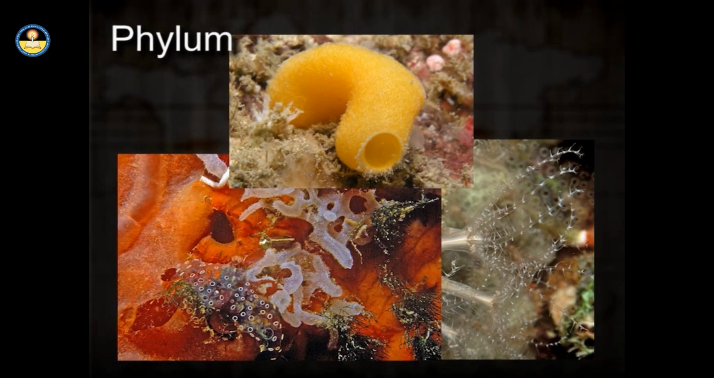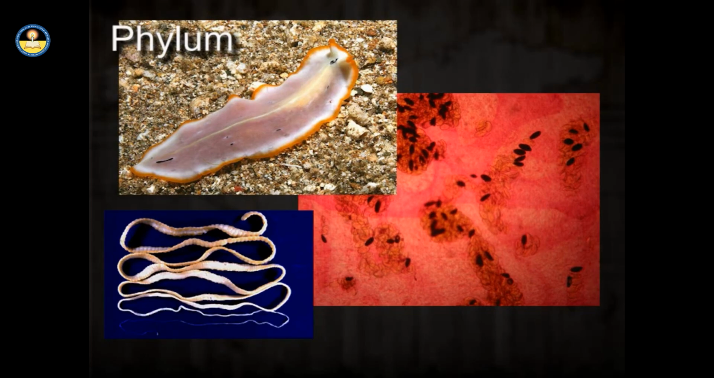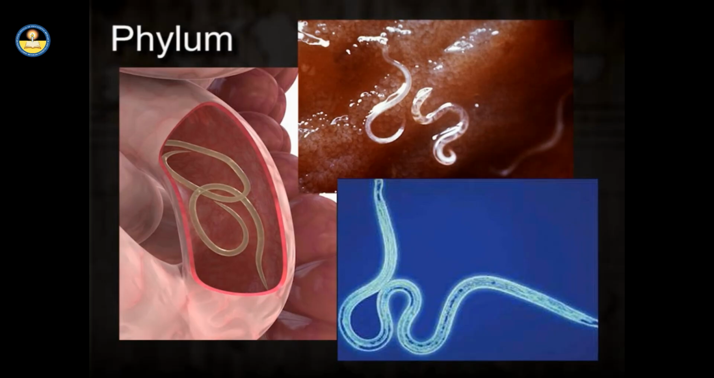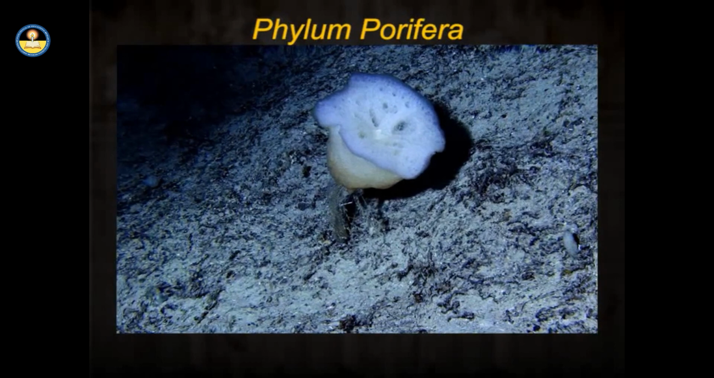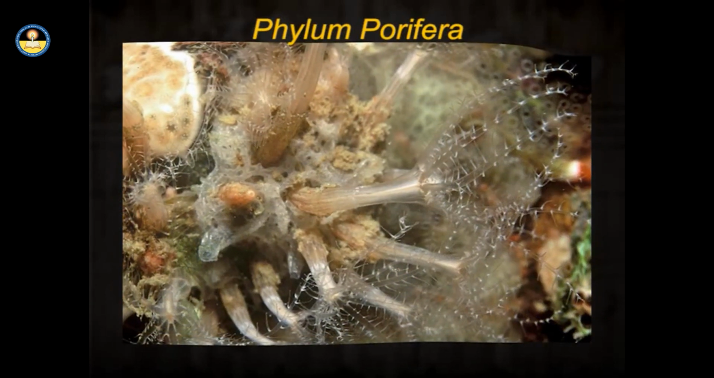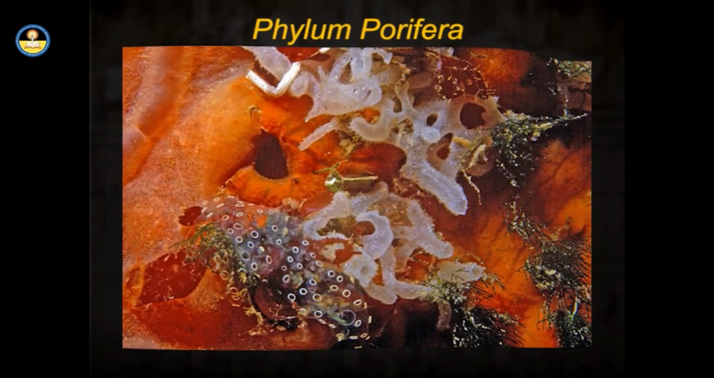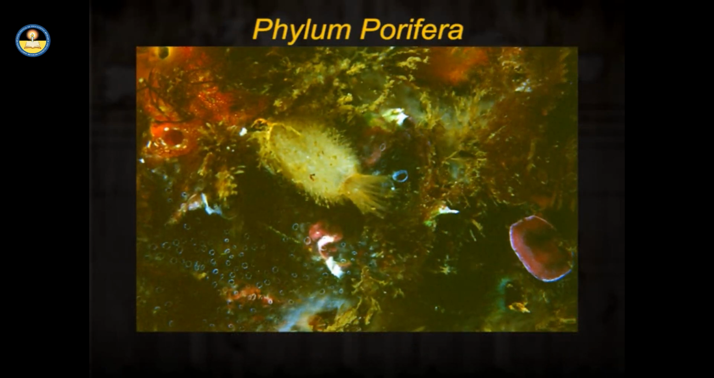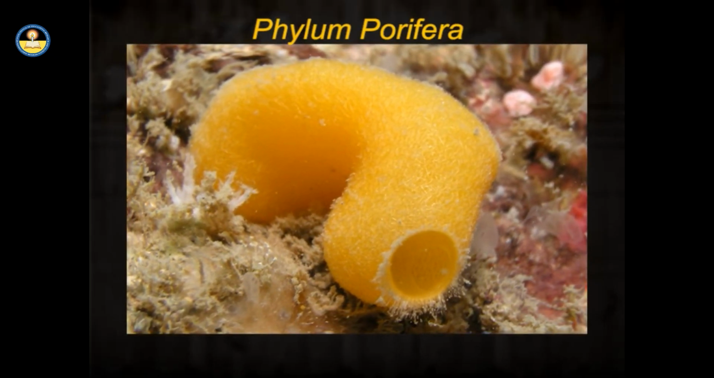The common features of all these animals which fall in one phylum form the basis for the classification of these animals. Let us discuss each phylum one by one. Phylum Porifera. Animals under this phylum are commonly known as sponges. These are the simplest multicellular organisms. Their cells are loosely held together and they do not form tissues.